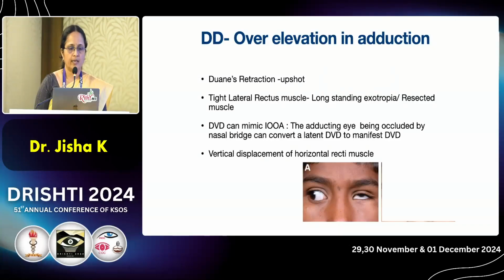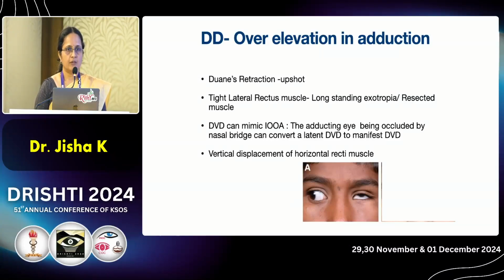And is it the only diagnosis when the eye is over-elevating in adduction? No, you can observe the upshoot of Duane's retraction syndrome, but you can diagnose Duane's by other features. And a tight lateral rectus muscle due to a long-standing exotropia or an over-resected muscle can also produce an upshoot in adduction.